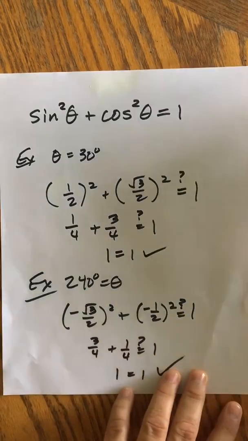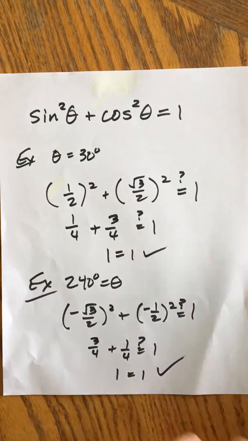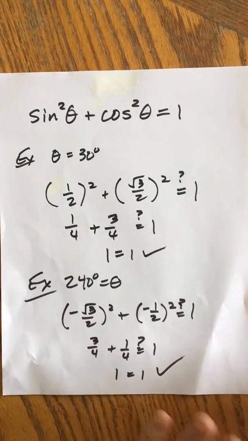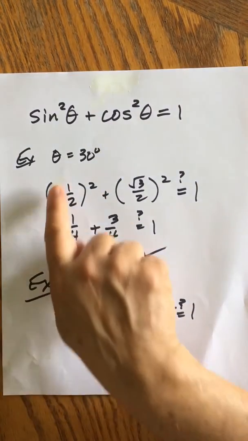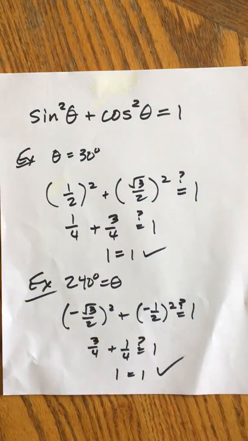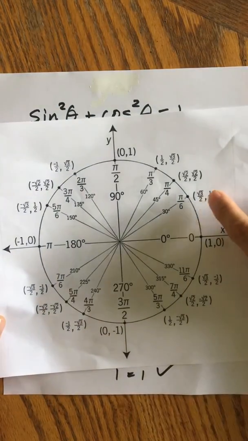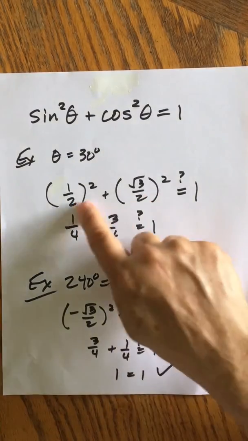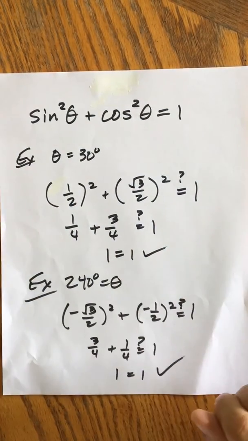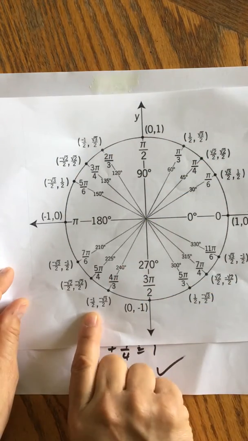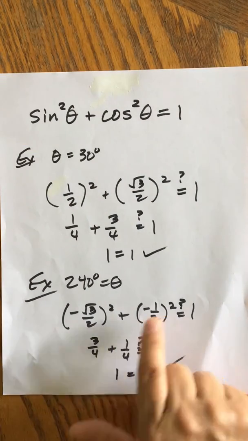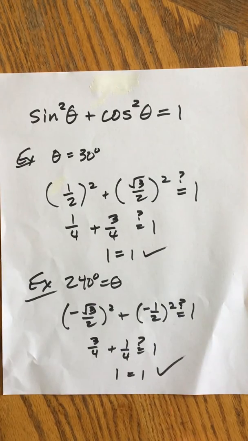Sine squared plus cosine squared is 1. And I'm telling you, this is an identity. This works for everything, for every input you could possibly think of. So I tried a couple of them. I showed you that at theta at 30 degrees, the sine is 1/2, the cosine is √3/2. When I square both of them and add them, I get 1. At 240 degrees, I'm here. The cosine is -1/2, the sine is -√3/2. So I square them both, and I add them, I get 1.